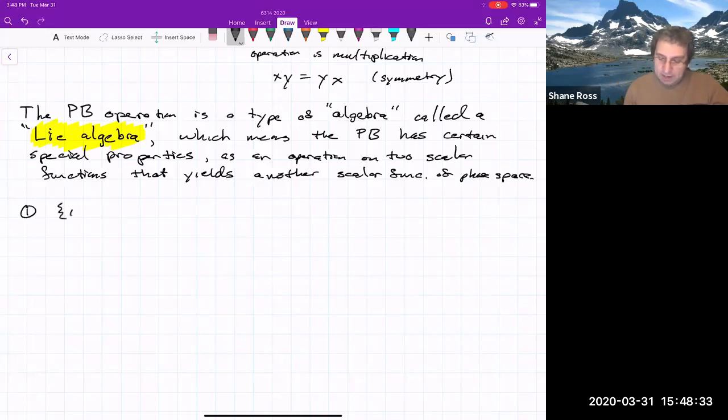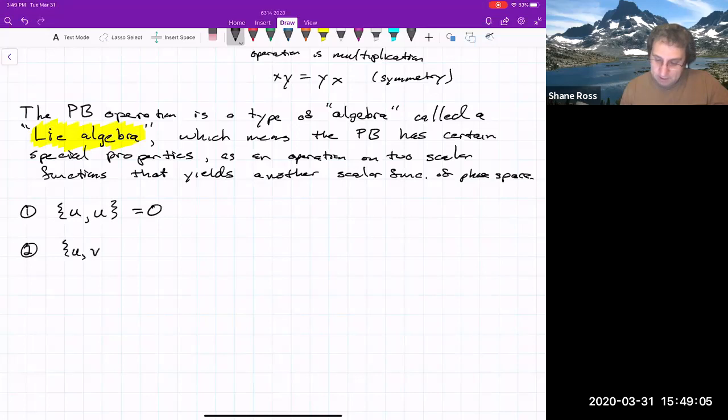So if I have a function u, I take the Lie bracket, sorry, the Poisson bracket of a function u with a function u, well, it's going to equal 0. All those partial derivatives cancel out. So that's interesting. That's definitely not the usual algebra. Like if I did x times x, I get x squared. I don't get 0. So that's peculiar.